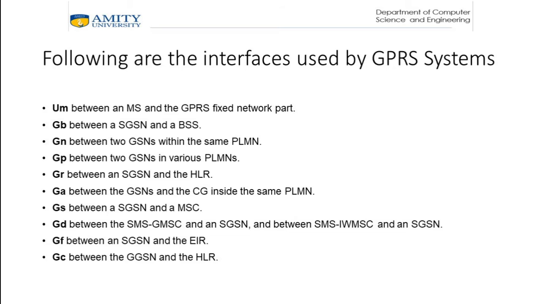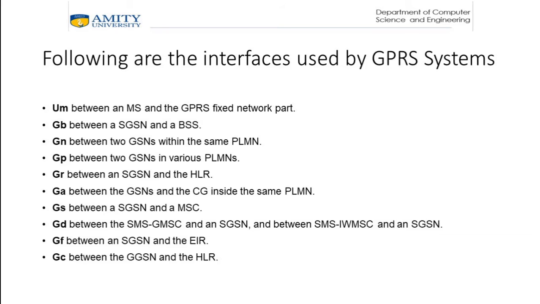The Gb is between the SGSN and the BSS. The Gb interface carries the GPRS traffic and signaling between the GSM network BSS and the GPRS network. Frame relay based network services are used for this interface. So you can see that it is frame relay based.